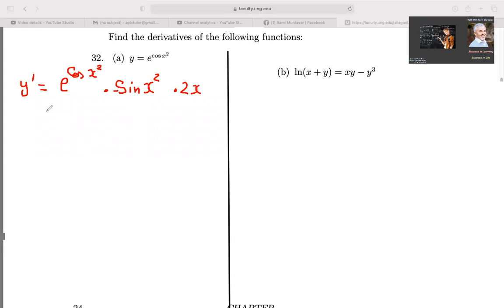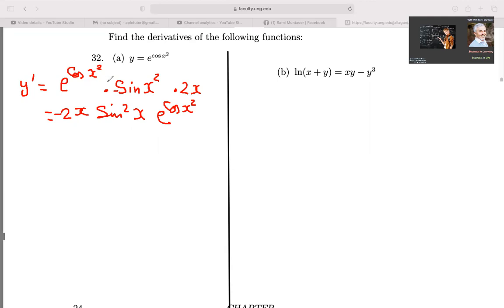And therefore, the derivative of this is going to be 2x. And I'm going to just throw the negative in front of the sine right there, and then sine x squared, e to the power of cos x squared.